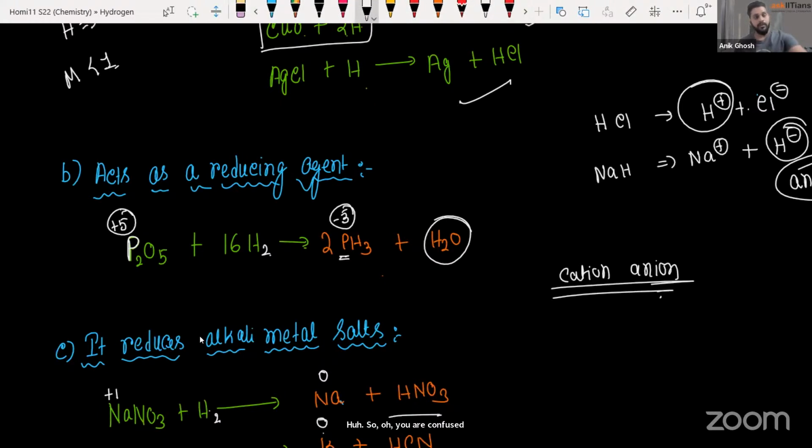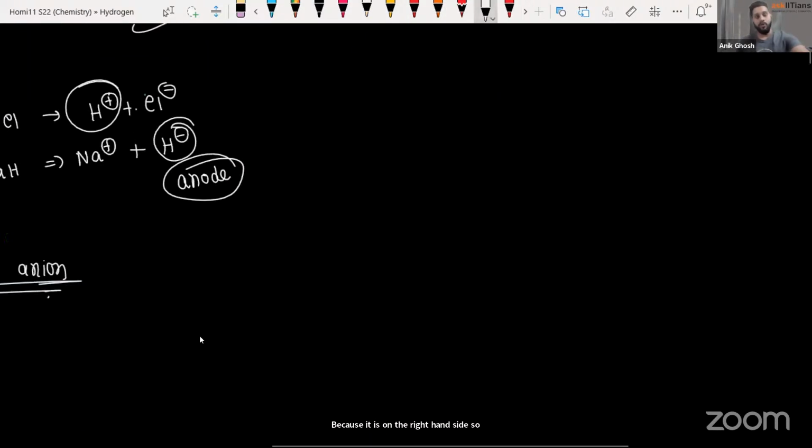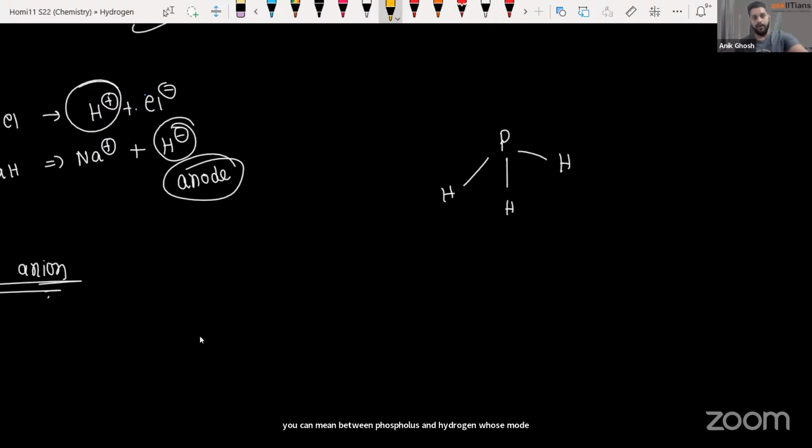Because it is on the right hand side. In these kinds of situations, there is a shortcut you can follow. Let's say this is my PH3 molecule. Between phosphorus and hydrogen, who is more electronegative? Phosphorus is more electronegative than hydrogen. They are similar, but phosphorus has a little bit more. So the electrons would be trapped by phosphorus, and the negative charge would be on phosphorus. Hydrogen would be positive.